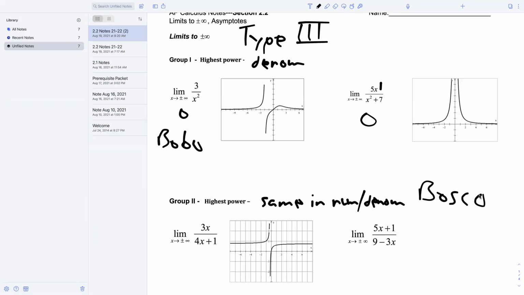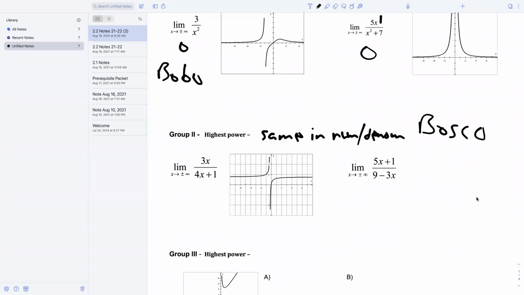All right. I'm looking at the degree of the numerator, which is 1. The degree of the denominator is also 1. Therefore, what is the value of the coefficient? 3/4. And over here, careful, right? The value of the coefficients is 5 over negative 3. Just be careful with the negative sign.